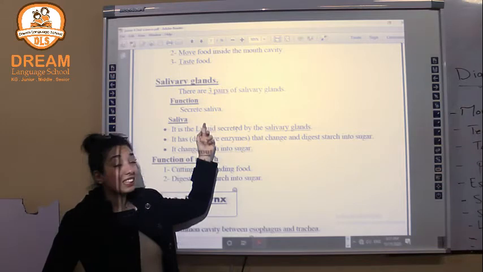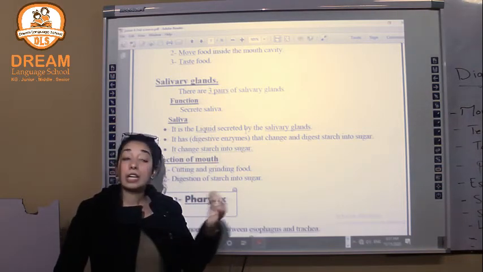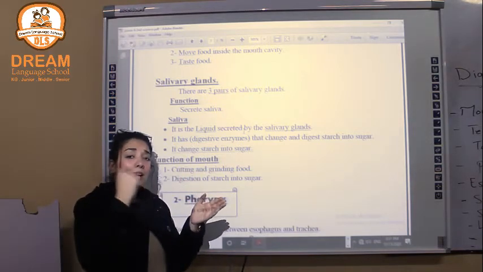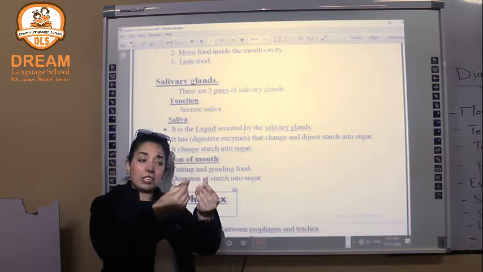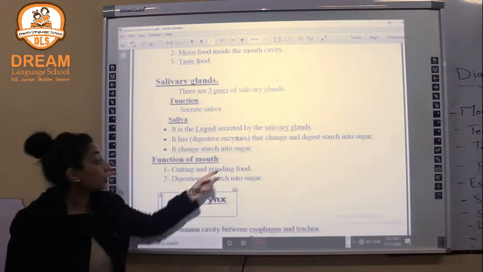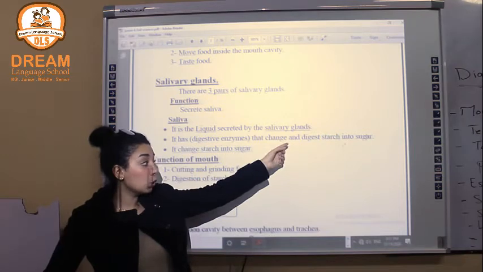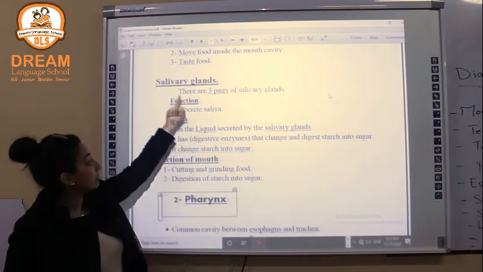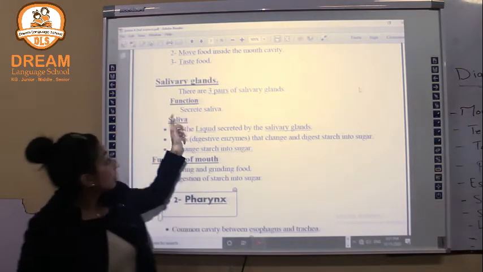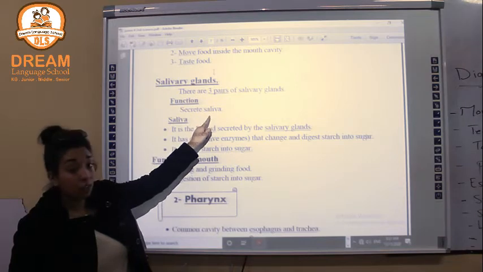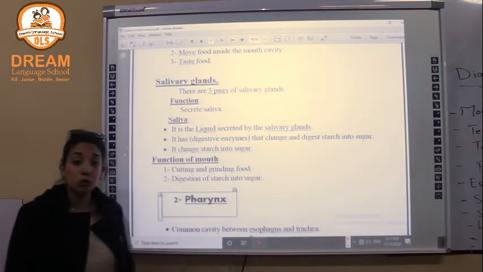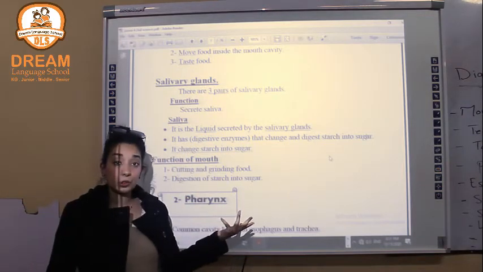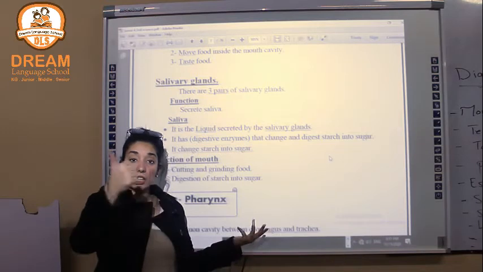Why is saliva in our mouth? Saliva changes starch into sugar. When you eat your sandwich, it's very big. Who helps the mouth break it down, soften it, and make it smaller? The saliva. It digests starch into sugar. We have 5 S's: salivary gland secretes saliva, changes starch into sugar. What is the function of saliva? It changes starch into sugar.